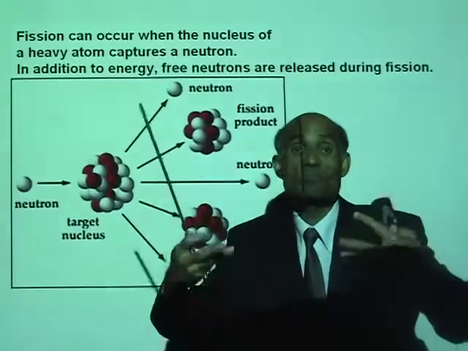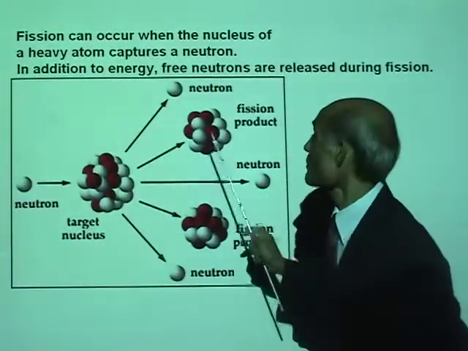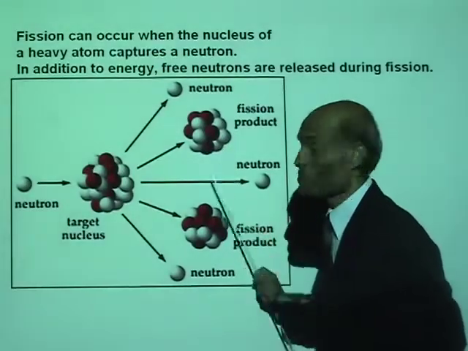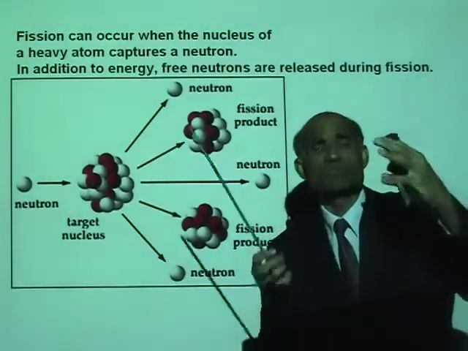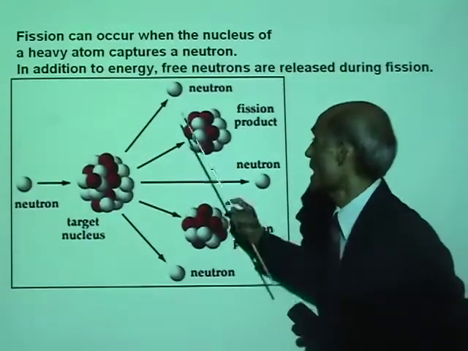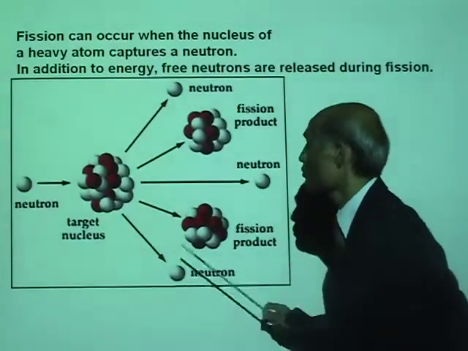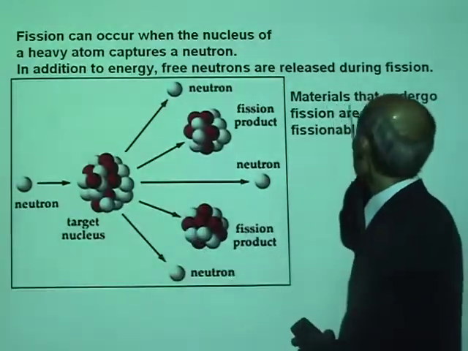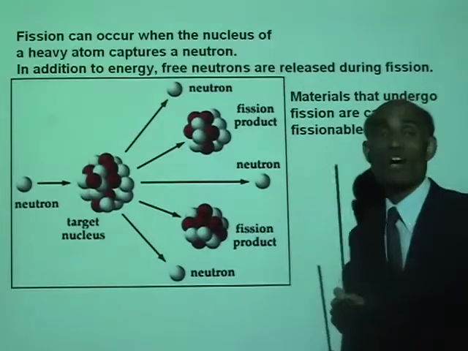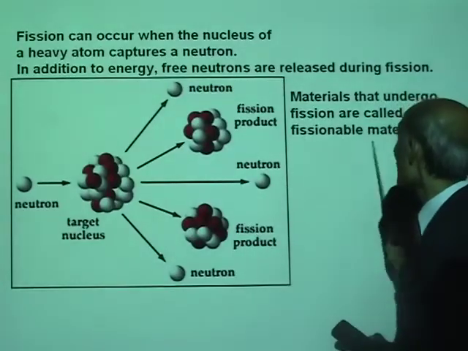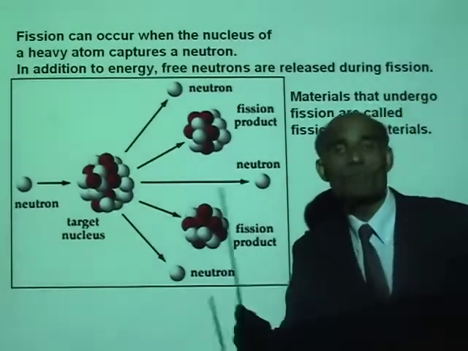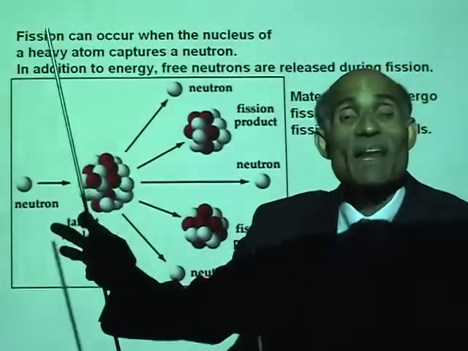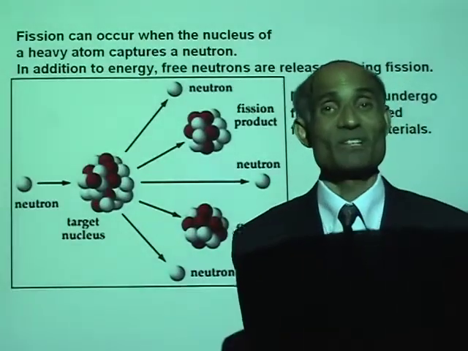Now what are the fission products? The fission products are, well, you have cesium and krypton. It doesn't matter the names. There are 2 new elements and free neutrons and a tremendous amount of energy. Materials that undergo fission are called fissionable materials. Not every material, not every heavy element will undergo fission.